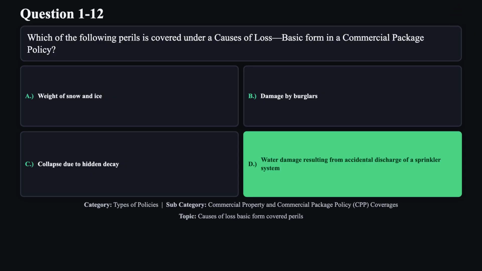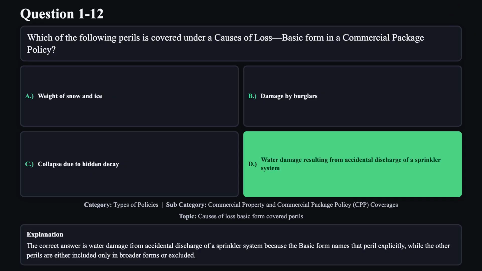The correct answer is D. The correct answer is water damage from accidental discharge of a sprinkler system, because the basic form names that peril explicitly, while the other perils are either included only in broader forms or excluded.